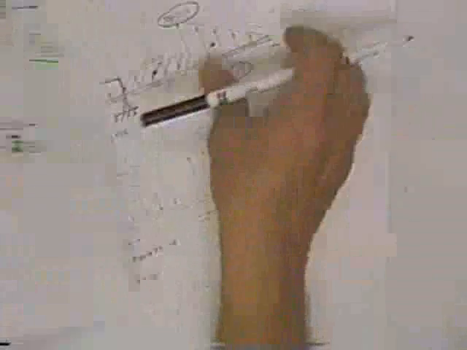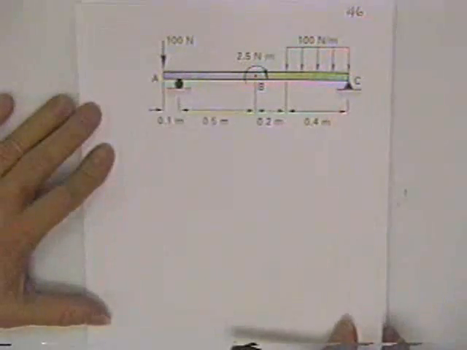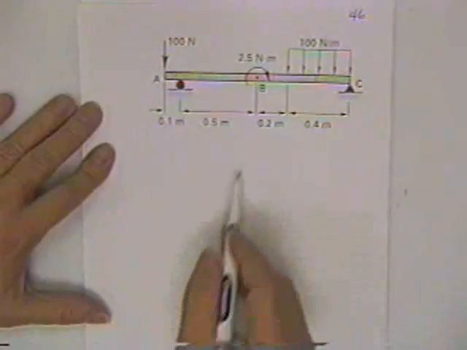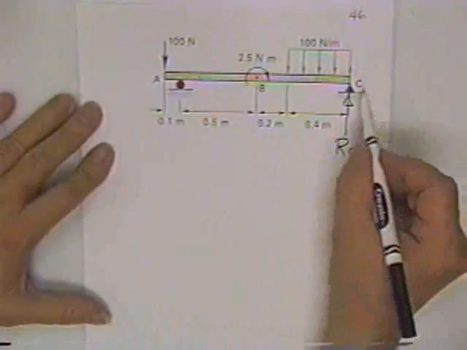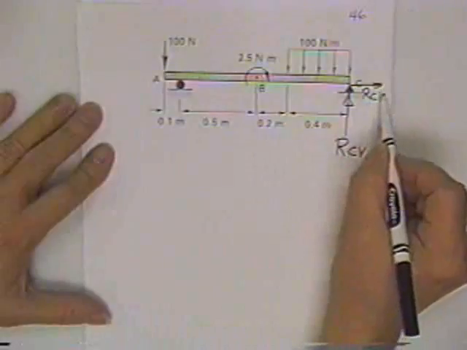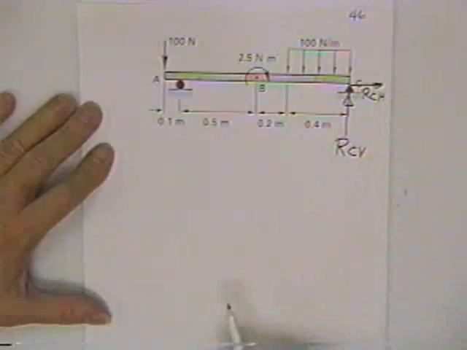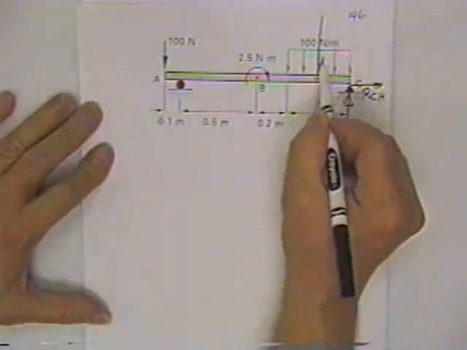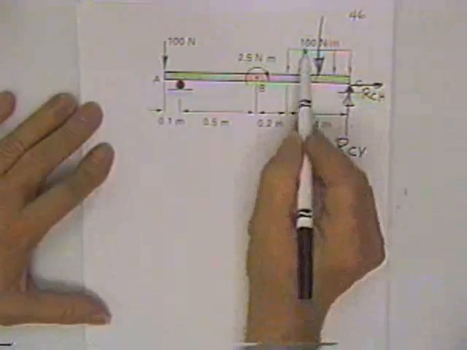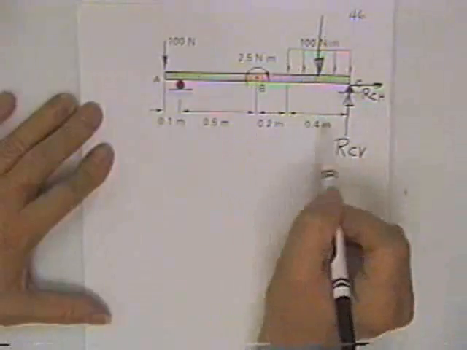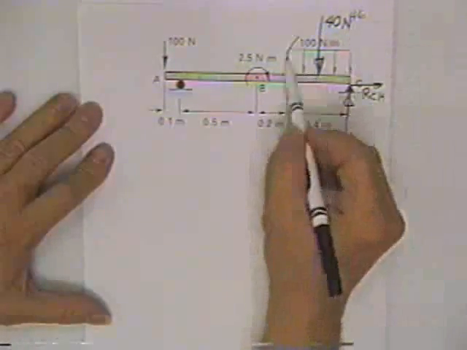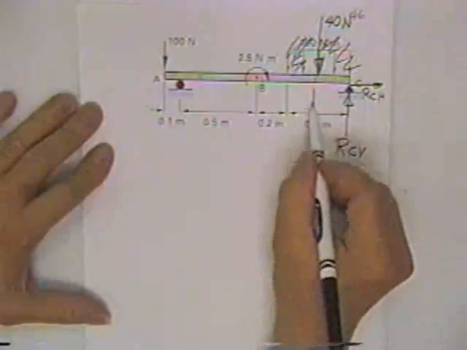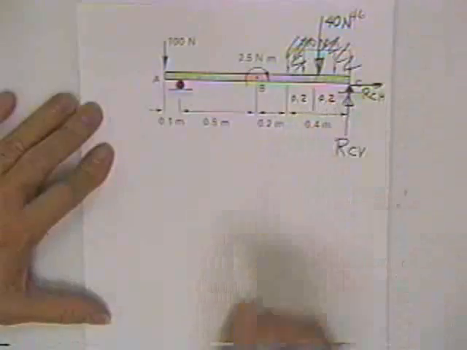Now, sometimes you'll have a concentrated moment on the beam, and that's handled a little differently. I think I'm just going to go ahead and make the free body out of this one itself. That's the reaction at C vertical. That's the potential reaction at C horizontal. It'll be 0 since nobody is pushing horizontally on it. And I'm going to replace this with a single concentrated load. 100 is its height, 0.4 is the base, and 0.4 of 100, that's 40 newtons of force. And now this thing here is gone. That's 0.2 meters and 0.2 meters.